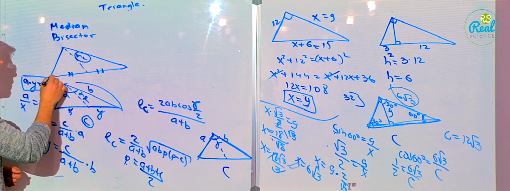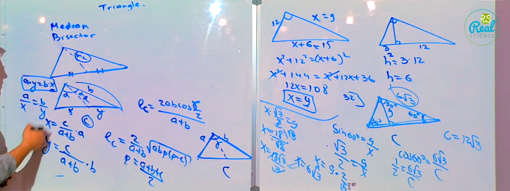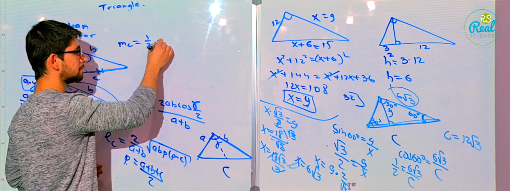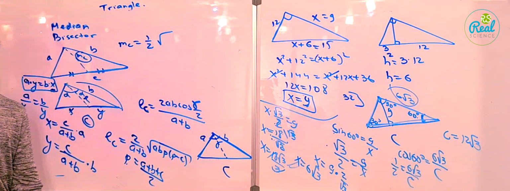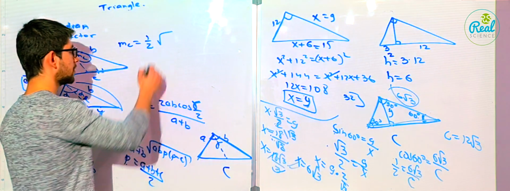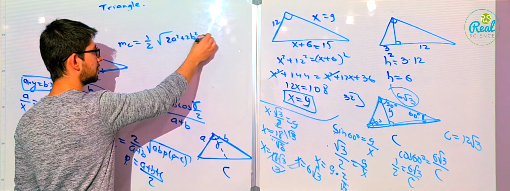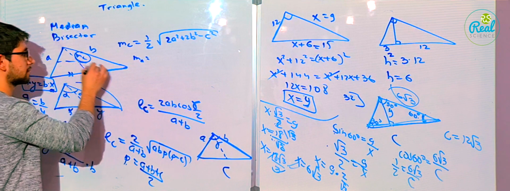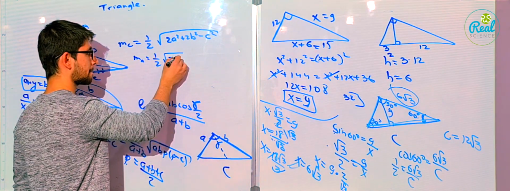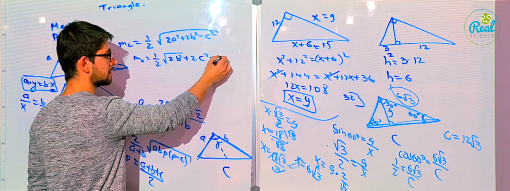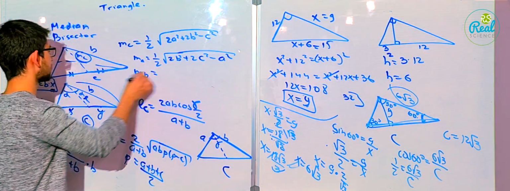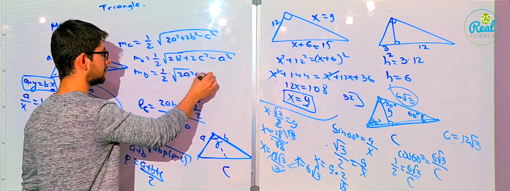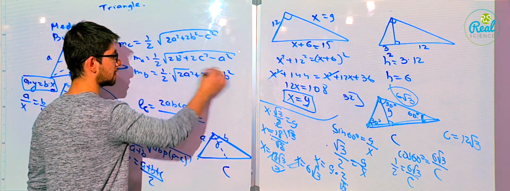Median. How to find a median itself? We don't talk about line segments because they are equal, right? So how to find MC? If you are having A, B, C sides, MC equals 1 over 2, the root of 2 times A squared plus 2 times B squared minus C squared, right? How to find MA then? If you're dropping median to A side, 1 over 2 and the root of 2b squared plus 2c squared minus a squared, right? So MB equals 1 over 2 the root of 2a squared plus 2c squared minus b squared, right? That's it.